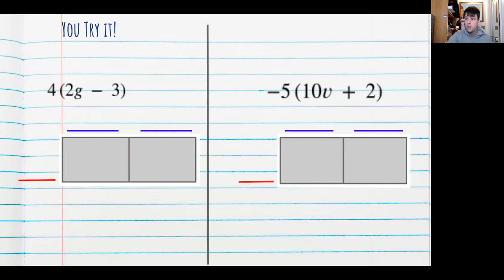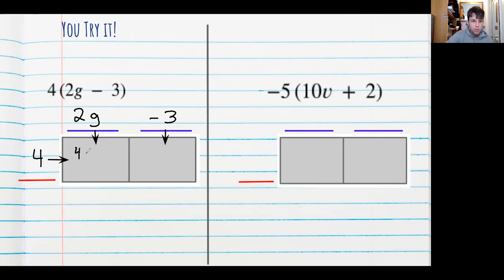All right, I am going to go ahead and go through them and do the answer. I'm going to go quickly here. So 4, that goes right there, my monomial. And then 2g minus 3, that's my binomial. Again, the symbol in the middle always goes with that second number. So now we start multiplying. Multiplying 4 times 2g, and then 4 times negative 3.